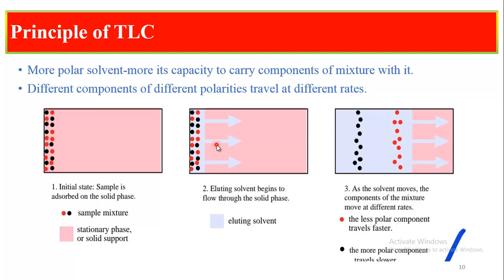The eluent will travel in a direction from lower to upward, and the red component, which has more affinity with the solvent, will travel fast. The black component is more polar and adheres more to the stationary phase, so it remains behind. So they separate on the basis of their polarity, and in this way we can get different components, less polar and more polar.